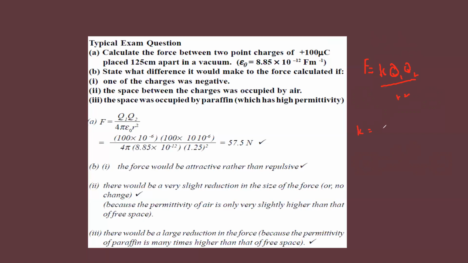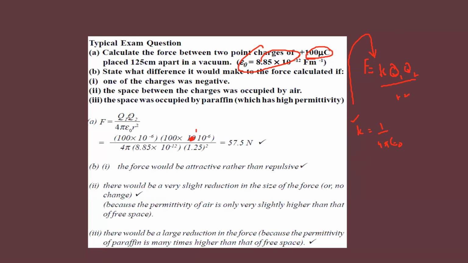The value of K is equal to 1 upon 4 pi epsilon, and here epsilon is given. So I can substitute 4 pi and epsilon and I will get the value of K. Then I'll substitute this value of K in the equation. The charges are 100 microcoulomb, so it's 100 into 10 to the power minus 6.